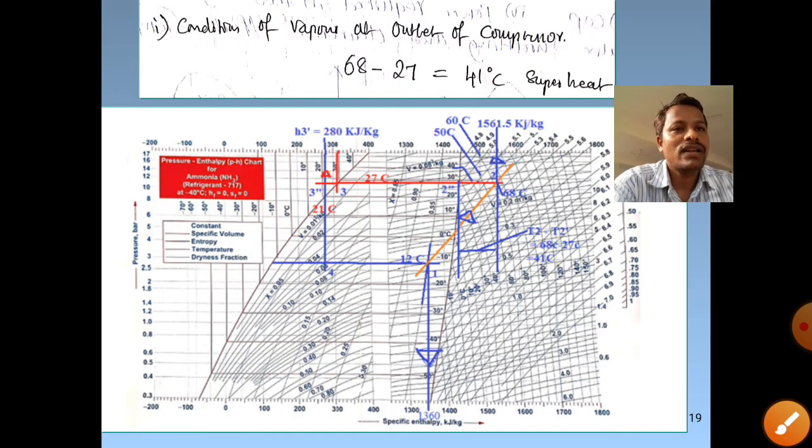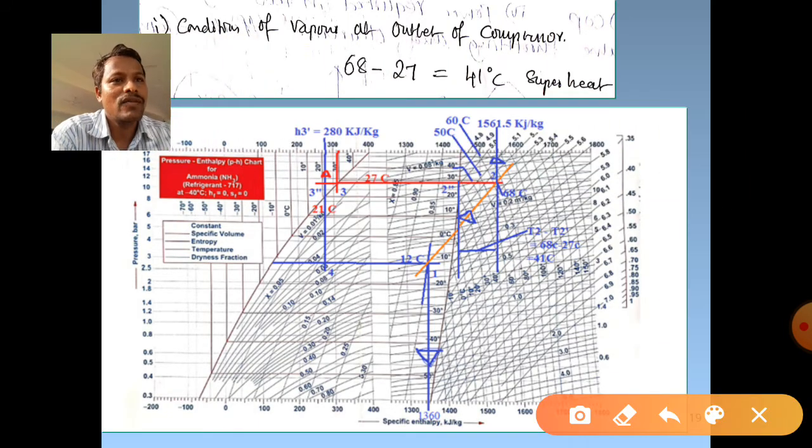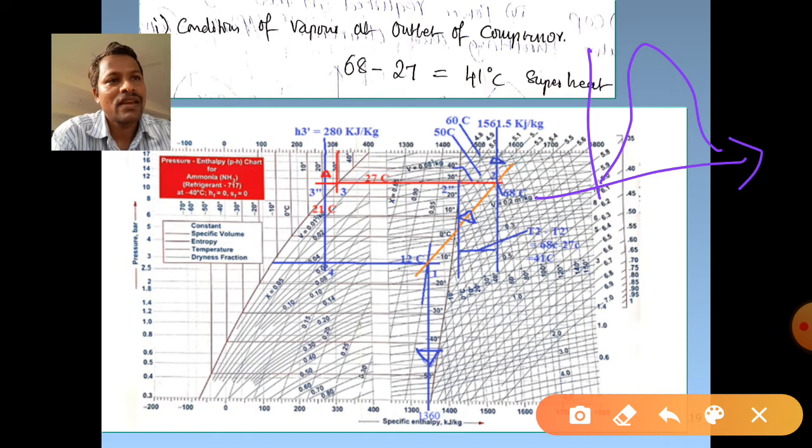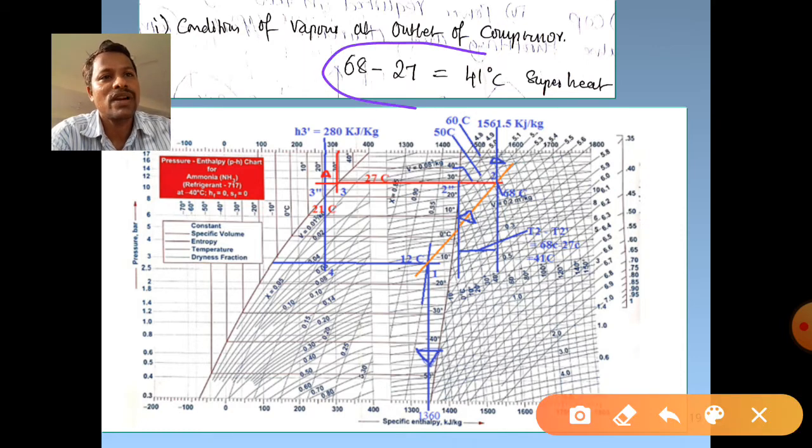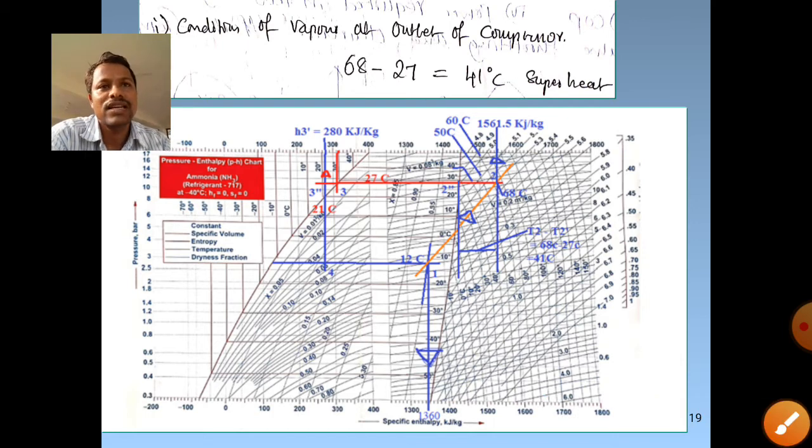I need to refer to the TS diagram for more clarity in explaining this. So on the TS diagram we have T2, then T2 dash. The degree of superheat is Cp into T2 minus T2 dash. T2 dash is 27 degrees Celsius here, and T2 is 68 degrees Celsius. The difference between both is the degree of superheat. So 68 minus 27 is 41 degrees Celsius. The condition of vapor at the outlet of the compressor is that it is superheated by 41 degrees Celsius.